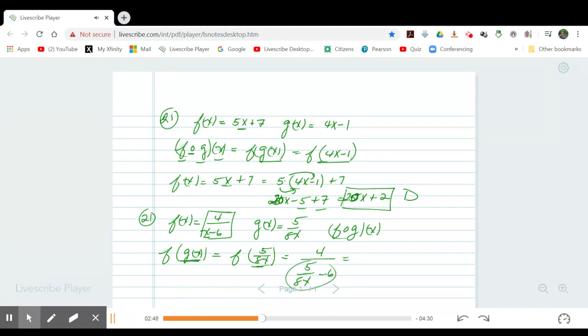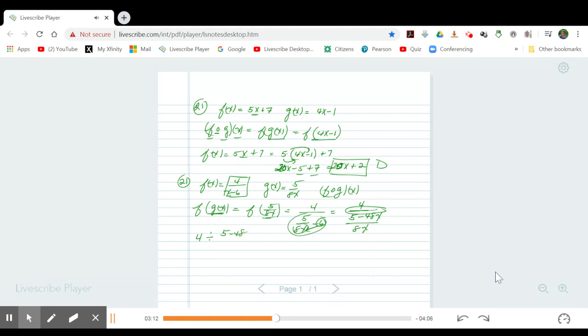So renaming this would be 5. I'm going to take this minus 6 and multiply it times the 8x. So this is going to be 5 minus 48x all over 8x. And then I'm going to say to myself, hey, division. 4 divided by 5 minus 48x over 8x.